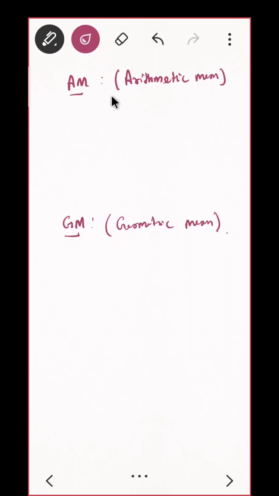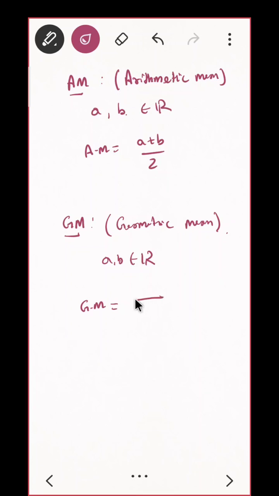Okay. So in arithmetic mean, suppose you are given two numbers, say a and b, which are real numbers. Here also you are given a and b, two real numbers. Perfect. What is your arithmetic mean? AM is equal to (a plus b) by 2. Do you agree? Correct. What is your geometric mean? Yes, root ab. Perfect. Do you know how this formula came?